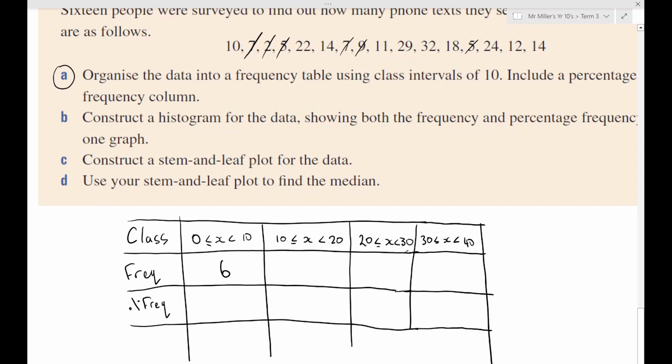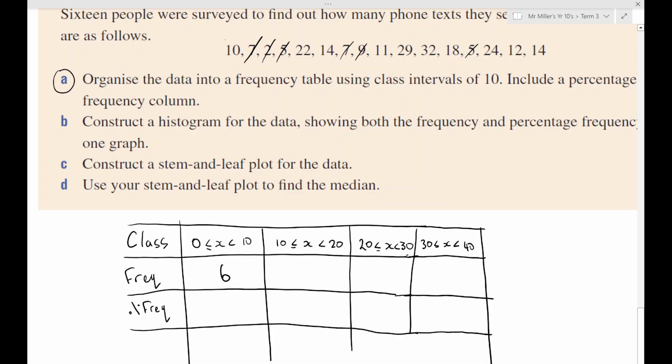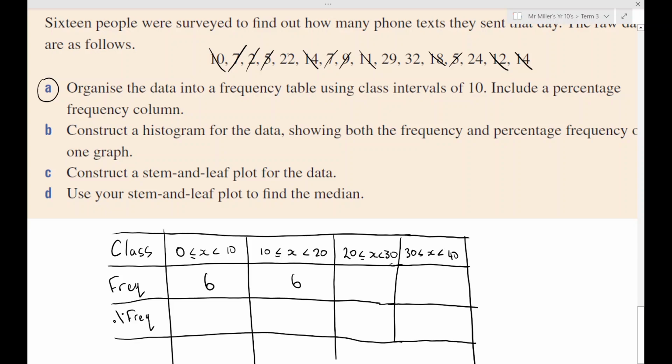Okay, how about between 10 and 20? Well, there's 1, 2, 3, 4, 5, 6. There's another 6. How about between 20 and 30? There's 1, 2, 3. And between 30 and 40, there is just the 1. Okay, so we've got the frequency for all of our data here.